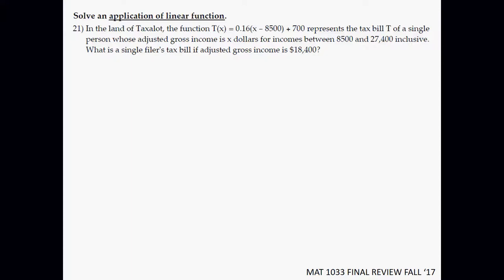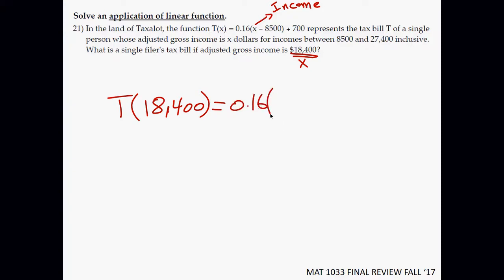So let's understand this. x means the adjusted gross income, so x will be the income. We have to make sure how to understand that equation. x will be the income, and T will be the tax. So if they're giving us the income 18,400, that means this is x. Is that right? So we need to plug in: T of 18,400 is equal to 0.16 times 18,400 minus 8,500, plus 700.